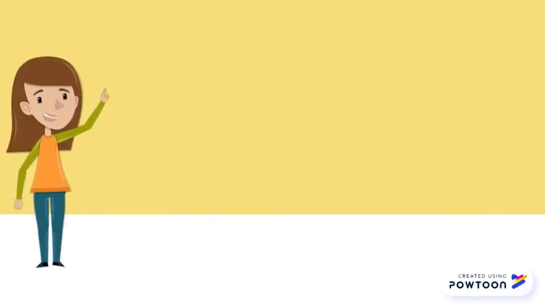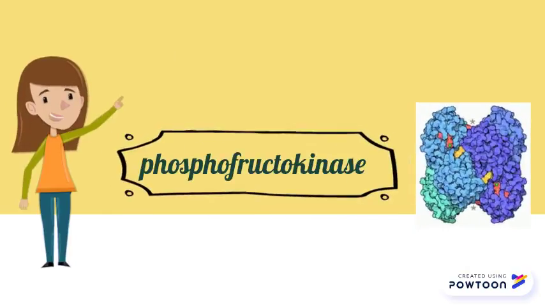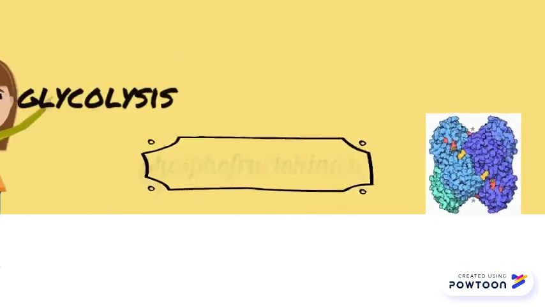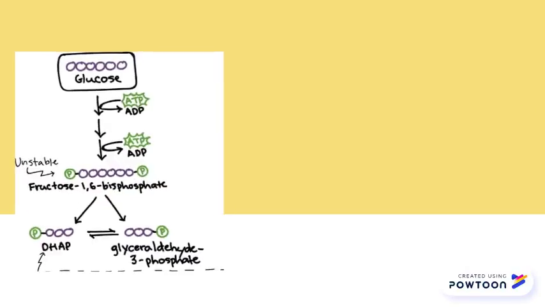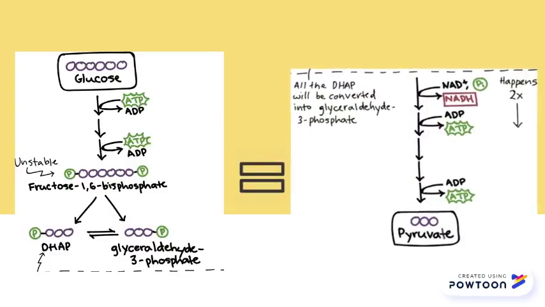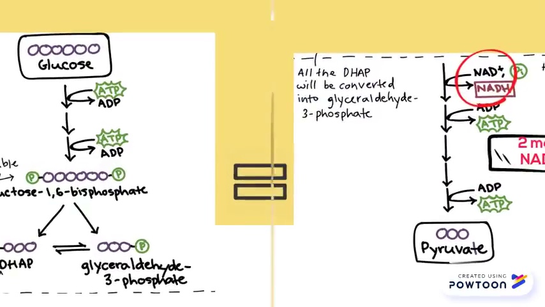The most important enzyme for regulation is phosphofructokinase. Glycolysis also converts one 6-carbon molecule of glucose into two 3-carbon molecules of pyruvate. The net product of this process is 2 molecules of ATP and 2 molecules of NADH.